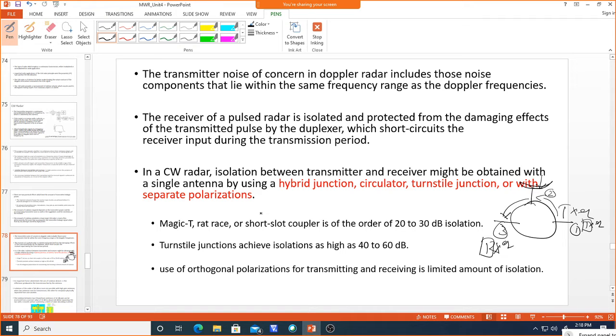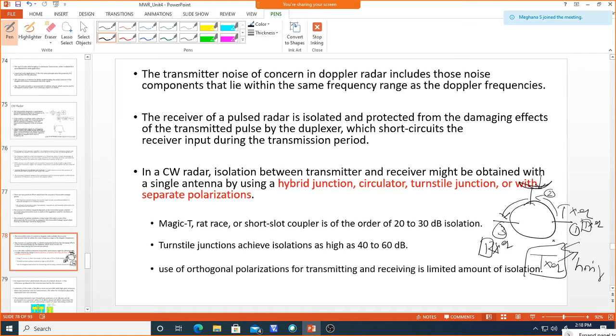And also by using separate polarization, even if you have a single transmitter, whenever you transmit the signal, you transmit with one polarization, like horizontal polarization, and whenever you receive, you receive only the vertically polarized wave. Then we can achieve isolation between transmitter and reception. If you have two separate polarizations for transmitting and receiving, then we can also isolate the transmitter and received signal.